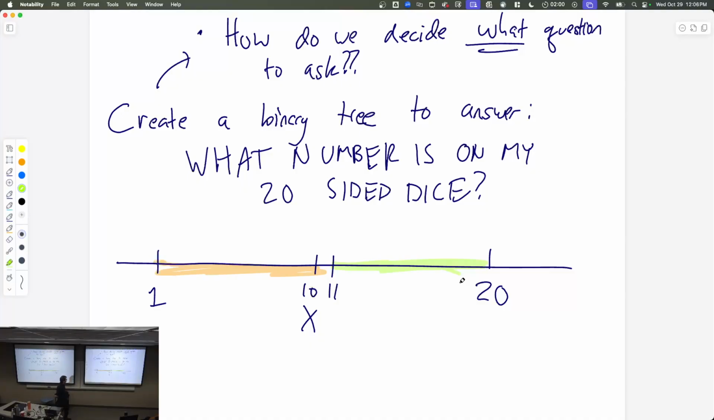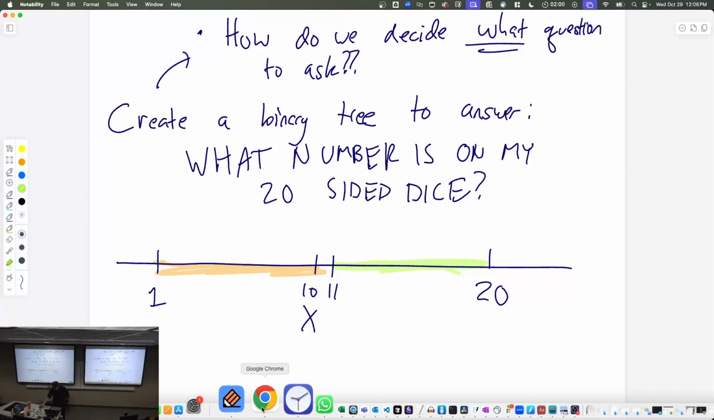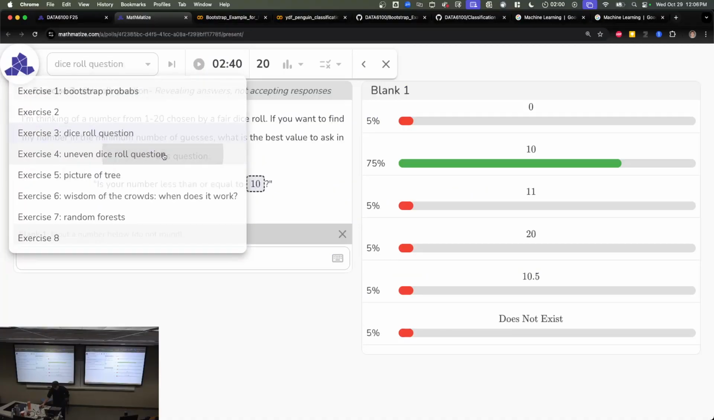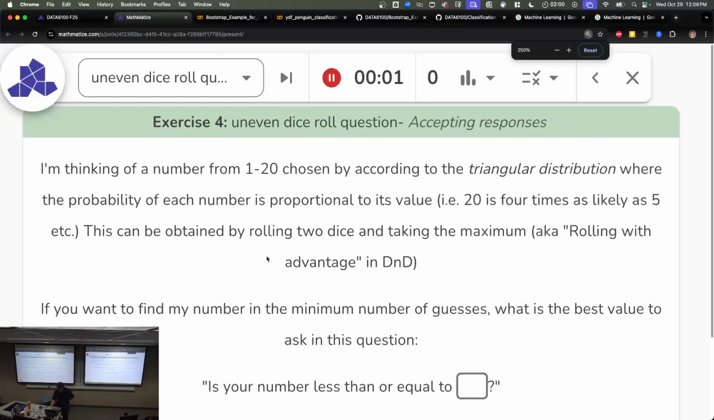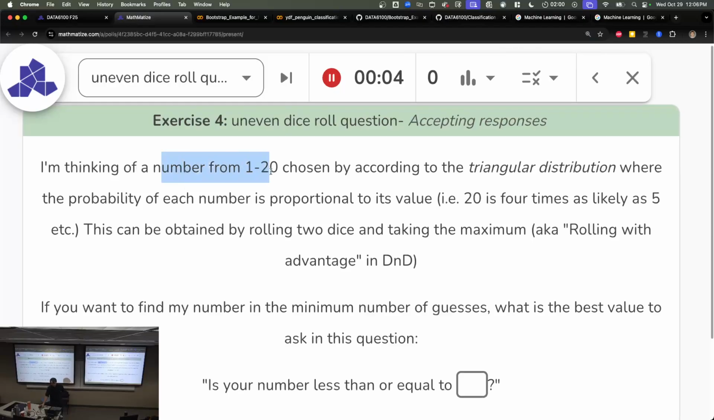To get even a little bit more specific, I'm going to make the question a little bit harder. Here I have an uneven dice. This time I'm thinking of a number from 1 to 20 chosen not according to one dice roll, but according to the triangular distribution. In the triangular distribution, the higher values are more likely and the lower values are less likely. The probability of each number is proportional to its value. So getting the number 20 is 4 times as likely as getting the number 5, because 20 is 4 times bigger than 5.